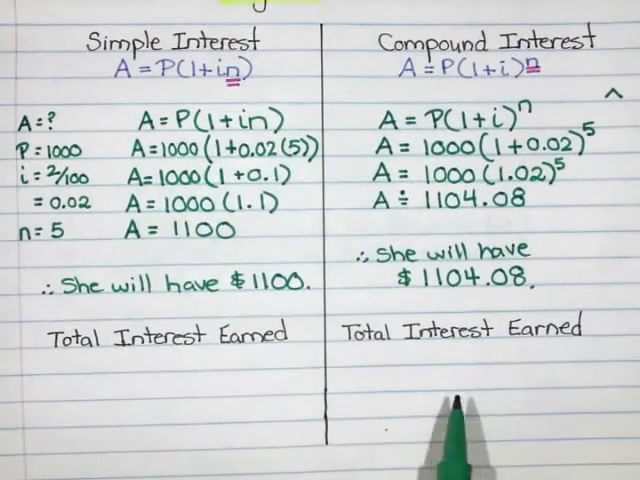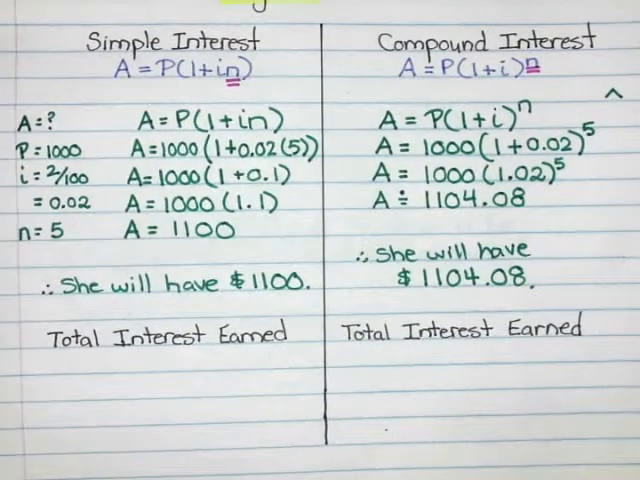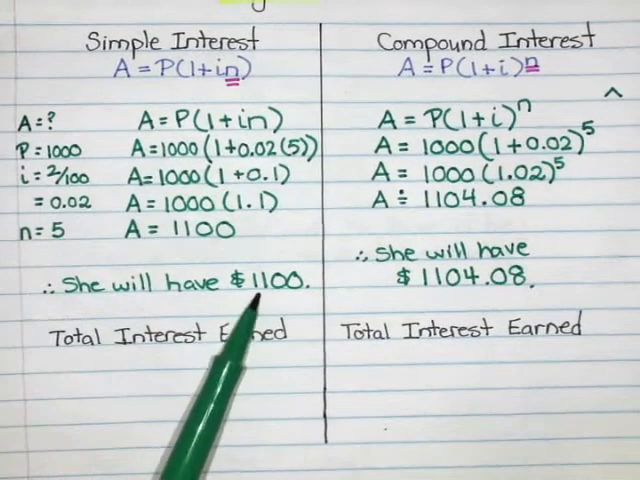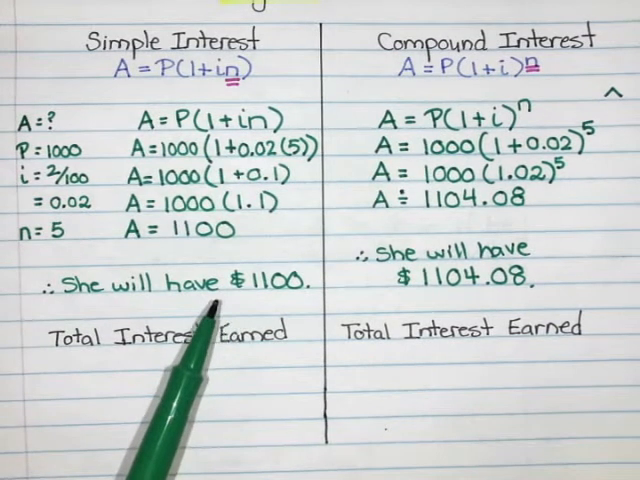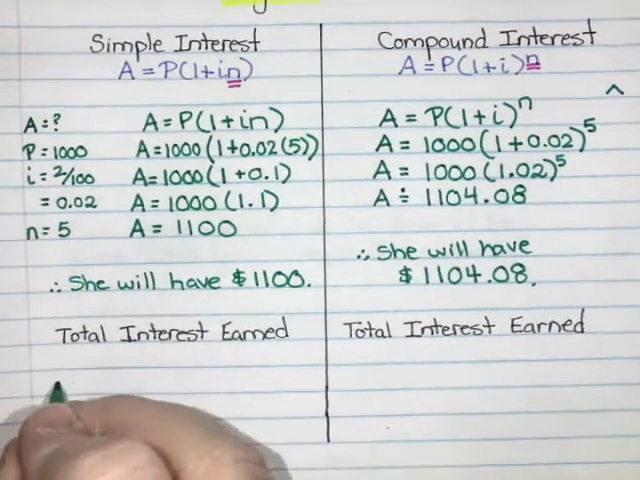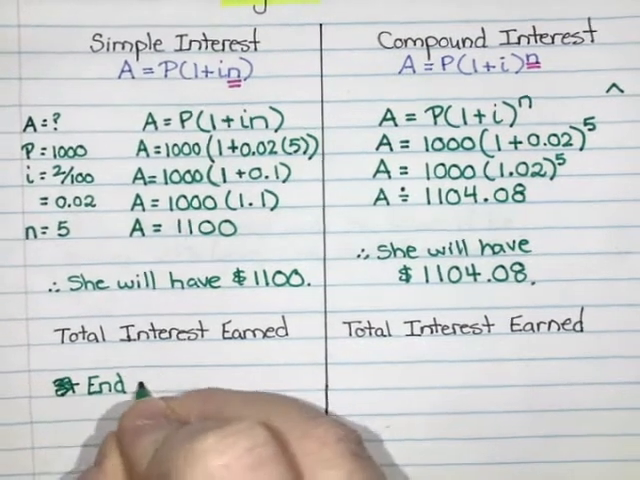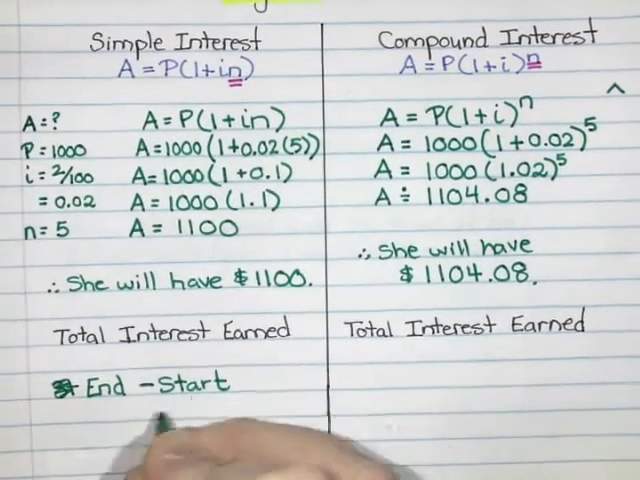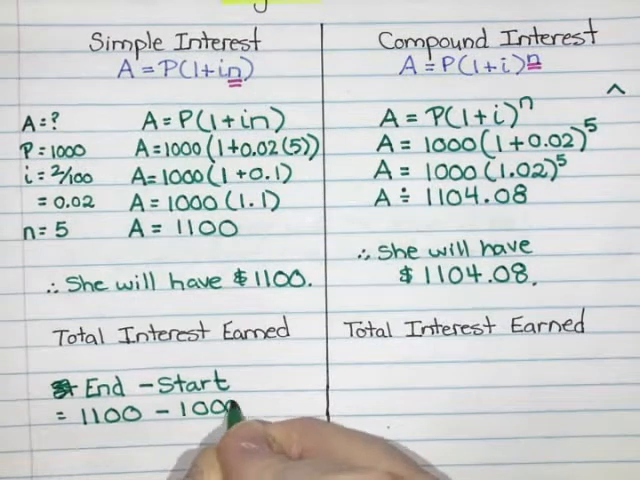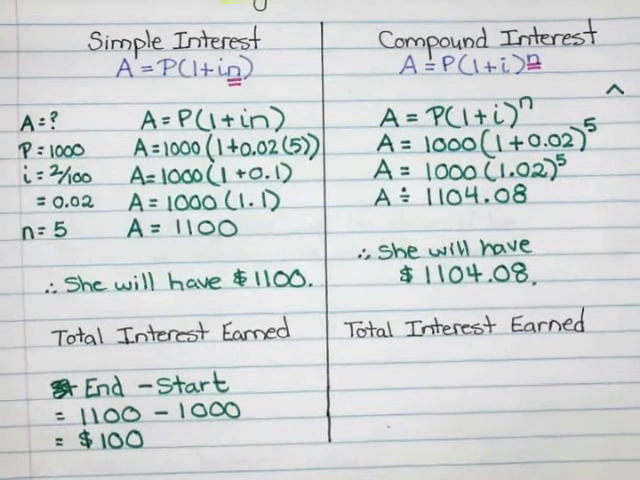So there is a part underneath that asks us to figure out how much interest did she earn. So I know what her original investment was. She originally put in $1,000. And I know how much money she has at the end. She has $1,100. So if I want to know how much interest she earned, I would take the ending amount minus the starting amount. So I'm going to take that $1,100 and take away her original $1,000, which means she got $100 in interest on her simple interest account.